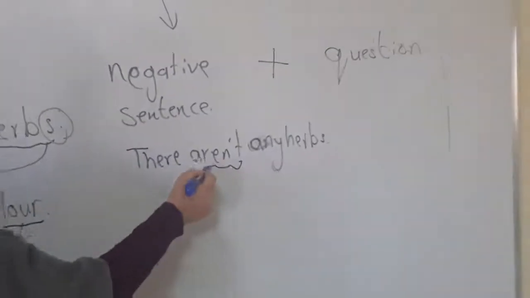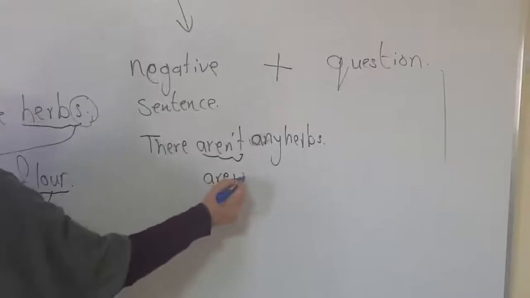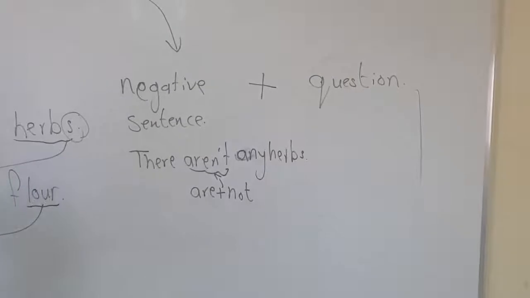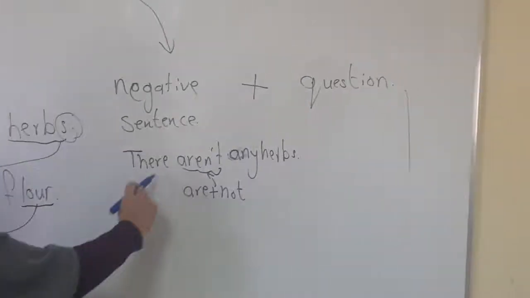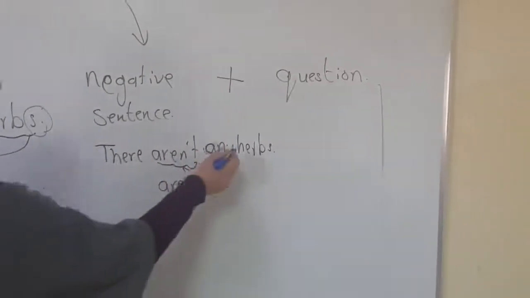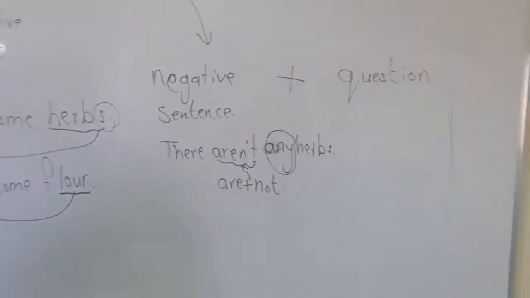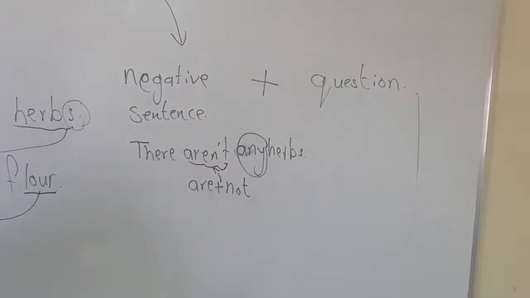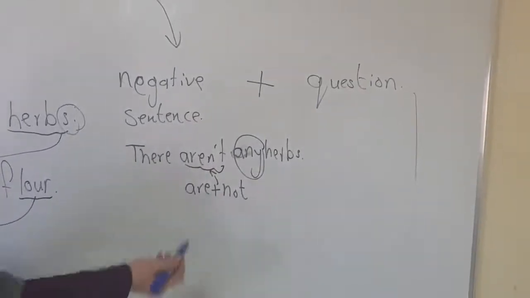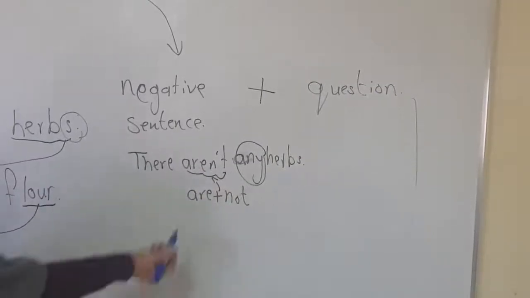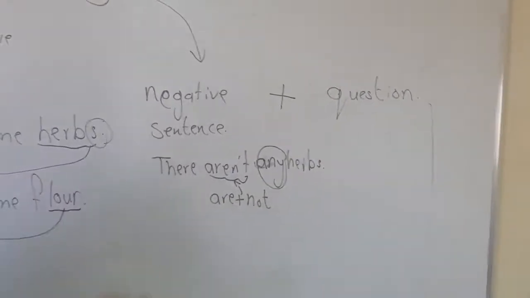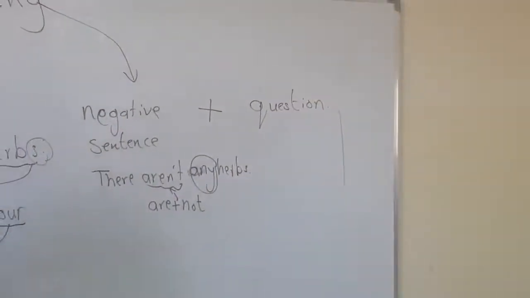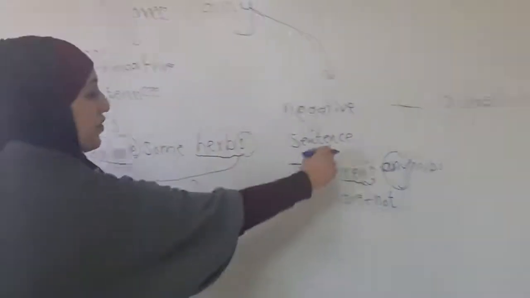شو عملنا هون يا خامس؟ حكينا are plus not اللي هي اختصارها aren't. هون affirmative sentence، هون negative sentence. Why we put any here? ليش حطينا any here? Because it's a negative sentence. Where is the negative? Aren't. شو المقصود بaren't? are plus not. So you have to put any here because it's a negative sentence. Okay? Here affirmative sentence, here negative sentence.